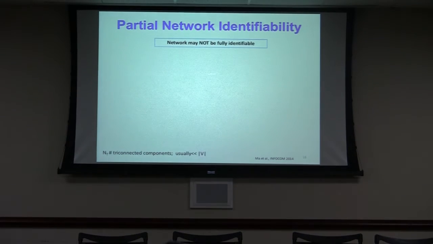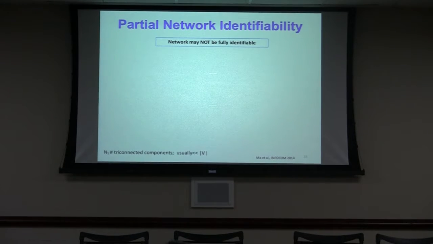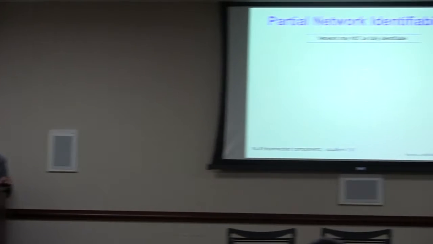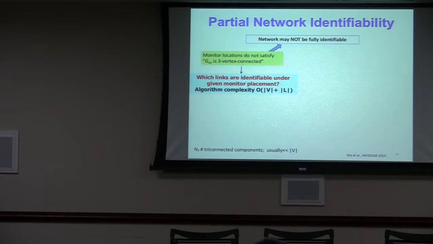Okay. So then let's talk about the question that we asked, which is what if I cannot identify all the links? Why would this happen? This could happen for multiple reasons. One is that given a placement of monitors, it does not satisfy 3-vertex connectivity. Then I know that I cannot identify every link. The question, of course, is can I identify any link, and how many links can I identify? And an algorithm will do that.